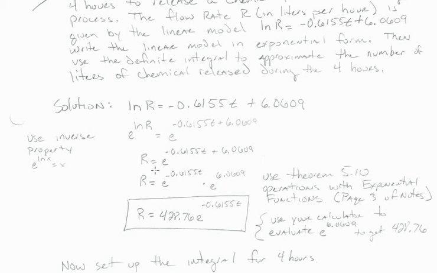Now remember, on the left hand side we invoke the inverse property, so e to the natural log cancels and we're left with r, and r is equal to e to the negative 0.6155t plus 6.0609. Now what we have to remember here is we're undoing the exponents.